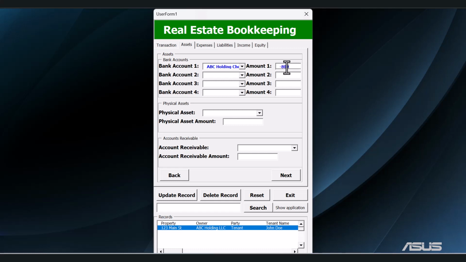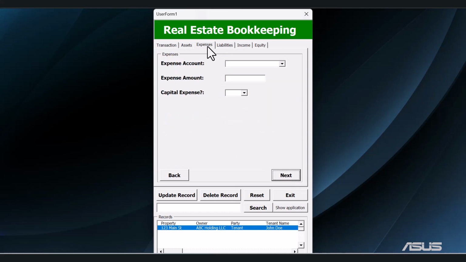So we'll deduct the $800 from the checking account, and we know that this money is going to a vendor, and that's an expense. So we're going to come next to the expense category over here, and we know that that expense is a mortgage, so we're going to select that mortgage option, and we are going to enter that amount, $800. And again, this is a mortgage expense. It's definitely not a capital expense, so we're going to say no to that.